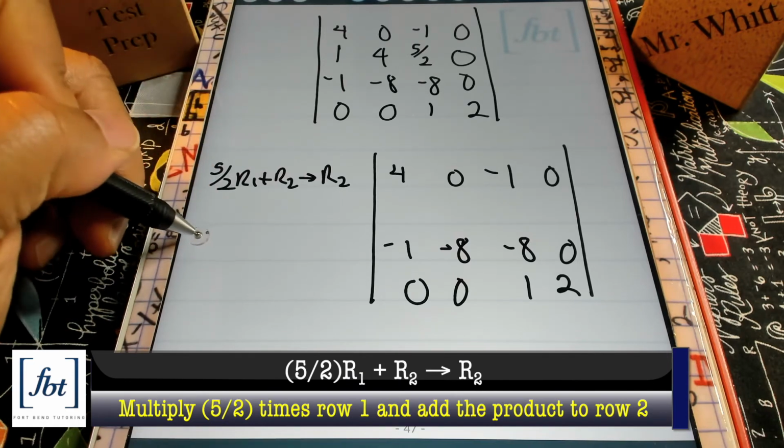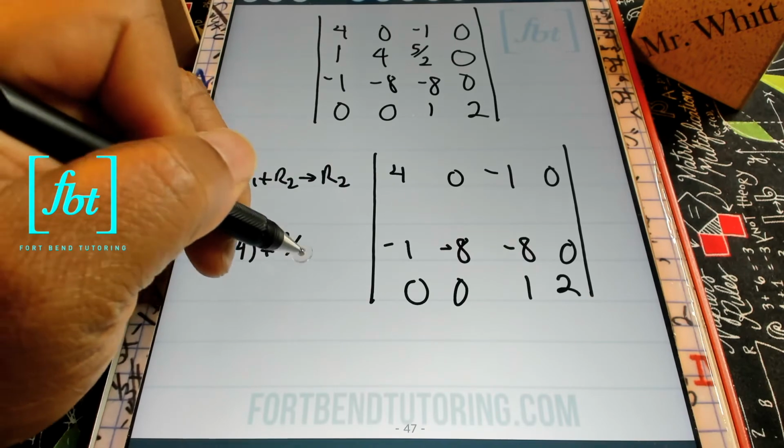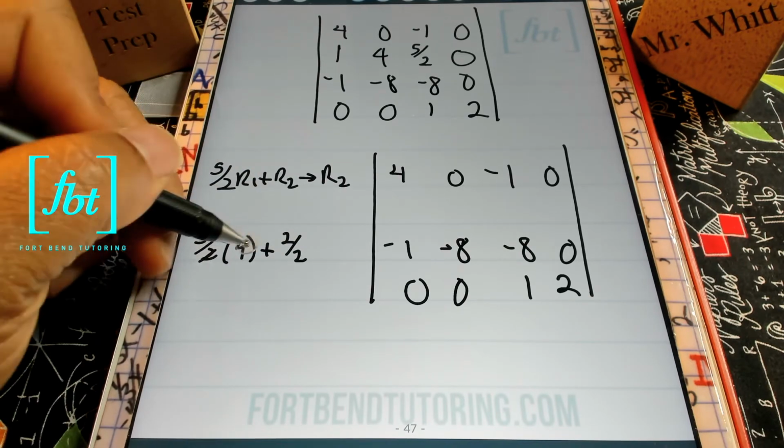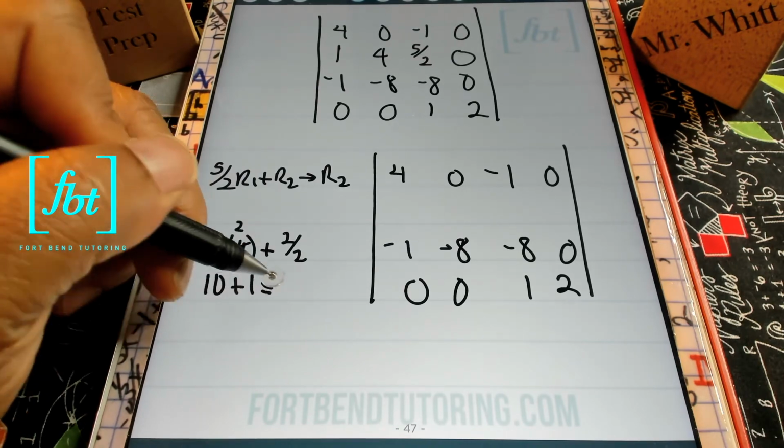Then we'll be multiplying 5/2 times row 1. So 5/2 times 4, then adding that to 1. This gives you, 2 goes into 4 twice. 5 times 2 is 10. 10 plus 1, sorry, just 11.